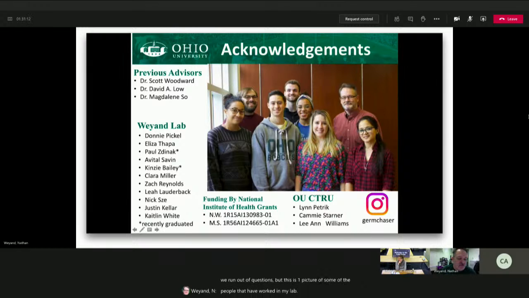I'm listing on the left here the students that currently work in my lab and a couple that just recently graduated. Some of my advisors are listed up here. So I got training in many laboratories during my career, and I'm grateful to them for training me. And we do have some funds that support our research from the National Institutes of Health and the Center for Translational Research, or the unit here at Ohio University. We have people there that have helped us a lot in getting blood donations from volunteers, so we can use the serum from those individuals in our experiments.